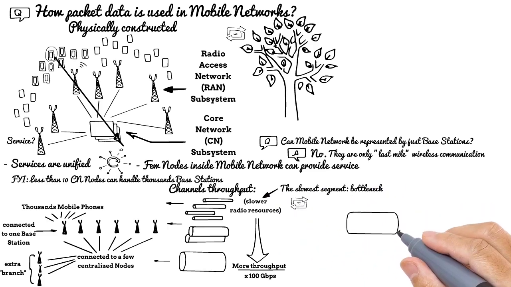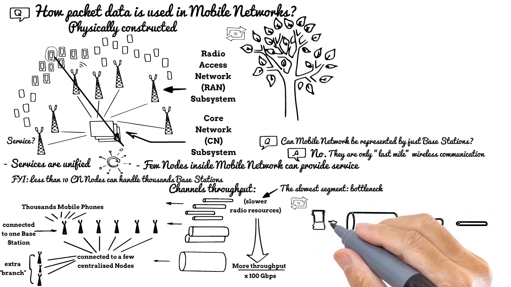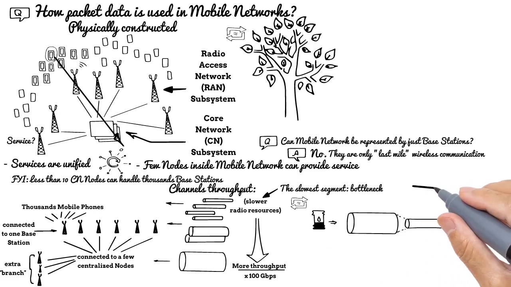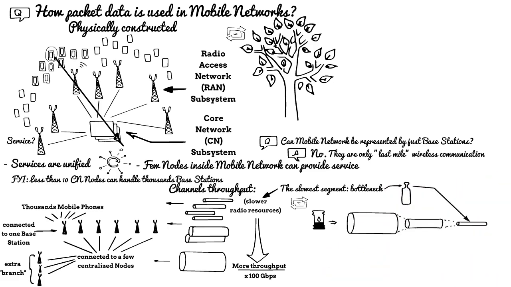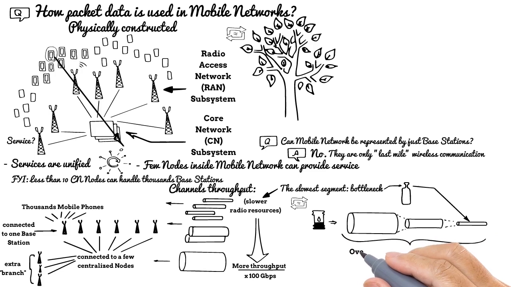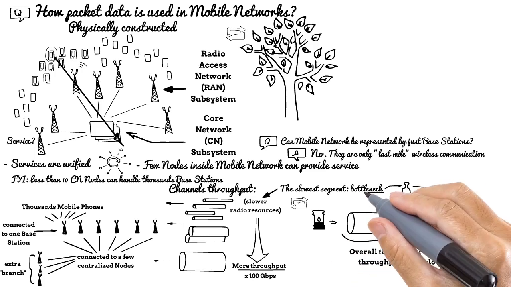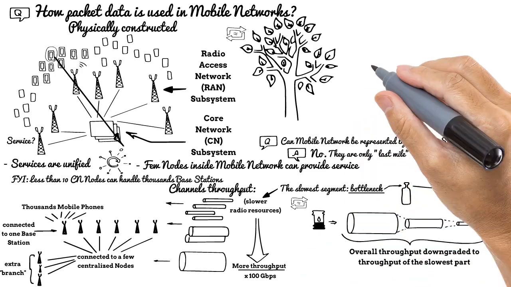Analogically, you can imagine crude oil pipes connected consequently one after another. The pipe with the smallest diameter, among others, has the minimum capacity on the way from end to end. And even though other pipes can transmit more oil per each second, overall throughput will be downgraded to the throughput of that slowest pipe, which is the bottleneck of the whole system.